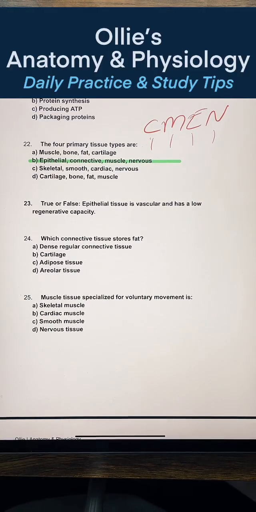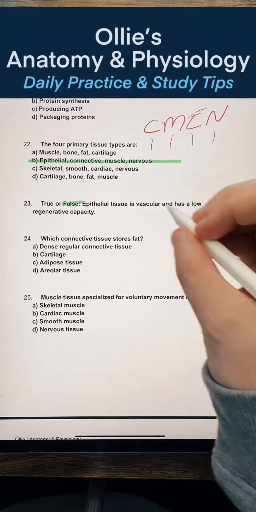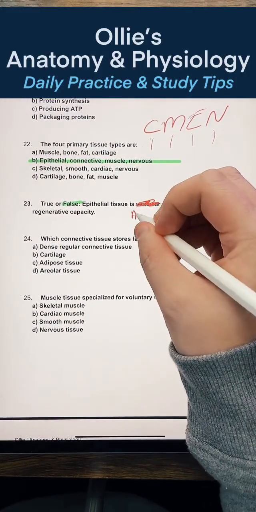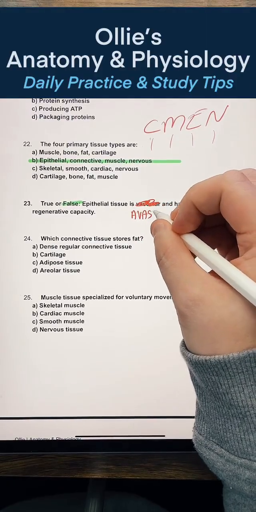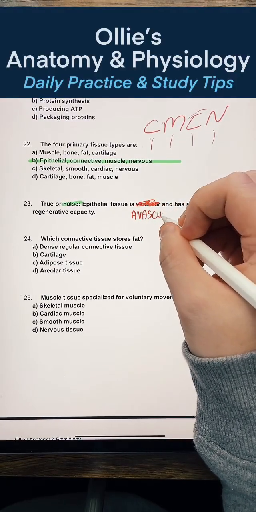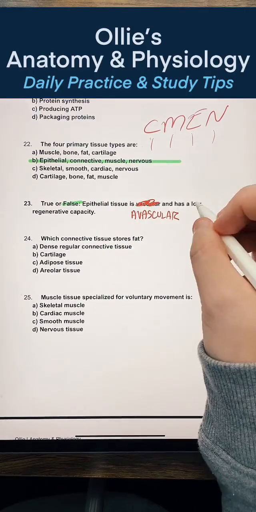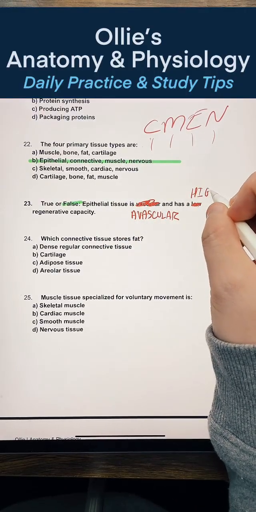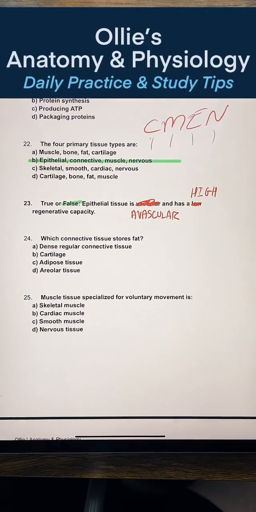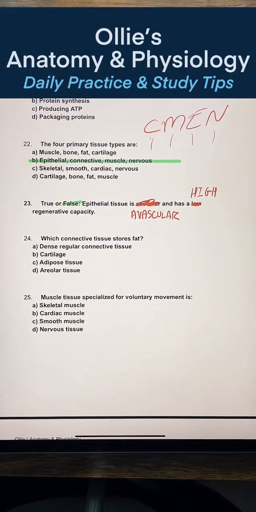Number 23, though, is actually false. What makes this false? Epithelial tissue is avascular, and it has a high regenerative capacity. Avascular, what does that mean? It means it is not supplied with blood vessels, and it has a high regenerative capacity because it has a high rate of cellular division.